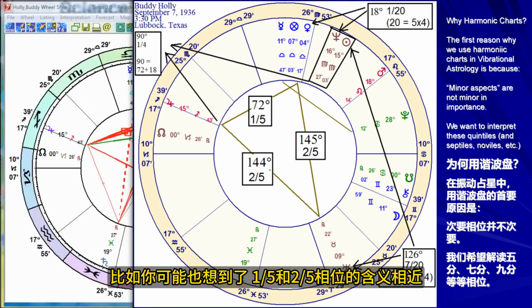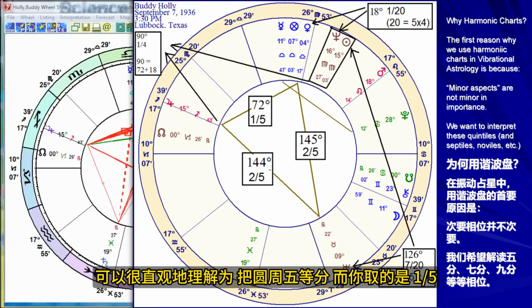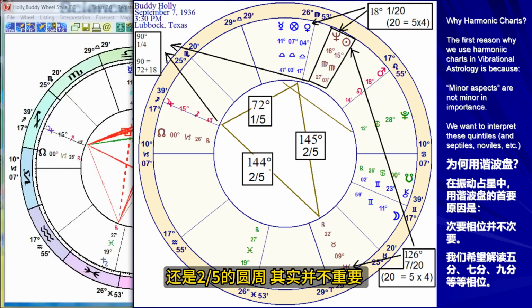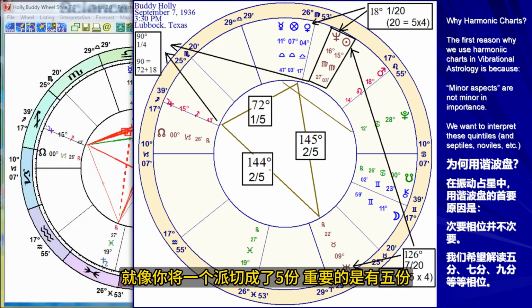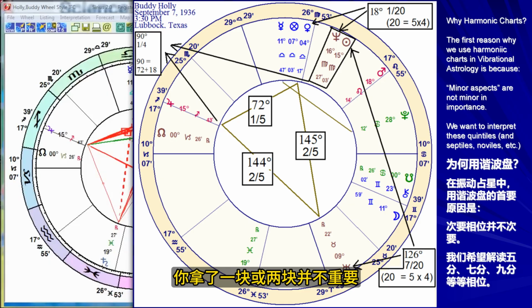For example, as you might suspect, the 1/5 and 2/5 aspects are similar in meaning, because intuitively you can think of it as you've divided the circle into fifths, and whether you take 1/5 or 2/5 of the circle is less important than the fact you've divided the pie into 5 pieces, so to speak. And whether you take 1 piece of the pie or 2 pieces of the pie is less important than the fundamental fact that you've divided the circle into 5 pieces. So these are similar in meaning, not identical, but 5 gives play.